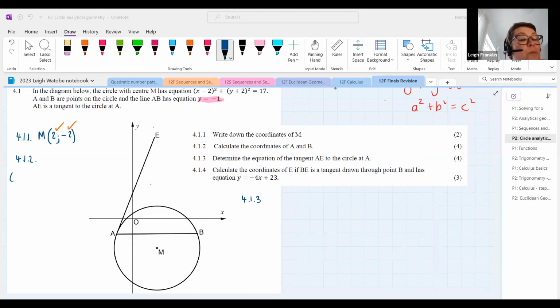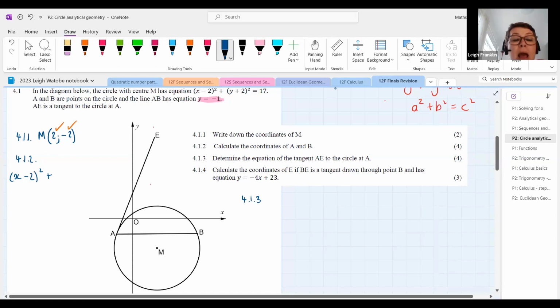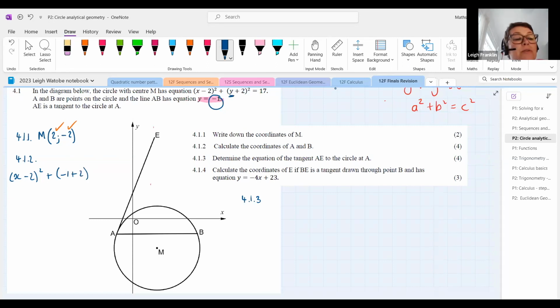So this is what we would have done. We would have written down the equation of the circle, and then we would have subbed in this -1 in place of y. So in place of the y over here, I'm going to put in -1 plus 2 squared is equal to 17.